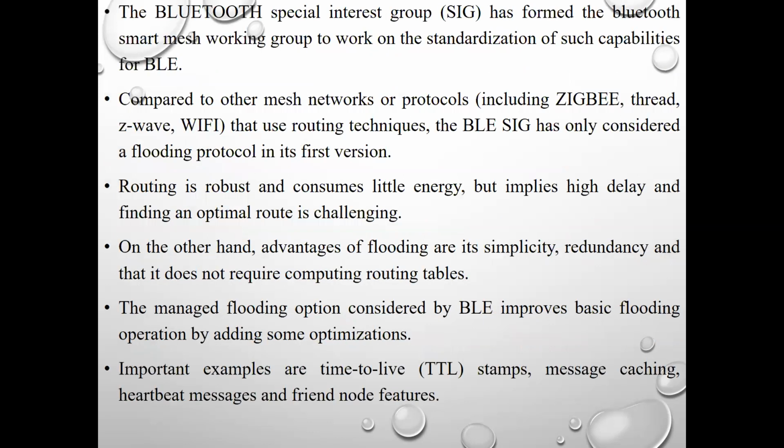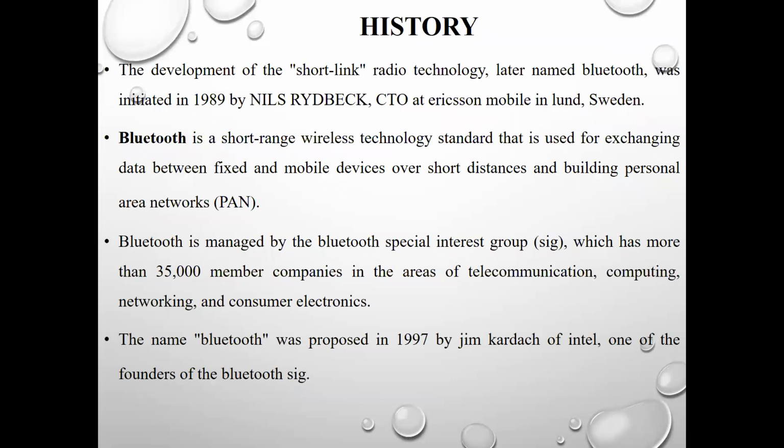automation, and many others. Compared to other mesh protocols, Bluetooth uses a flooding method protocol. Others like Zigbee and Wi-Fi use routing techniques. Routing is robust and consumes little energy. On the other hand, the advantages of flooding are its simplicity, redundancy, and that it does not require computing routing tables. The managed flooding option considered by Bluetooth Low Energy improves basic flooding operation by adding some optimizations, as for example time to live (TTL) stamps, heartbeat messages, and friend nodes in the future.